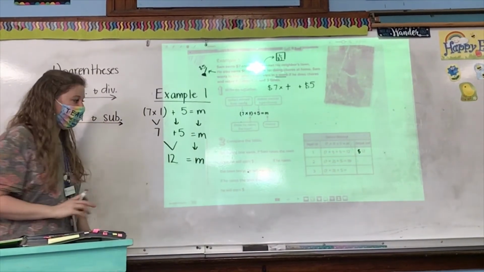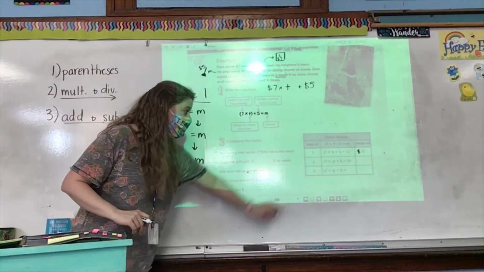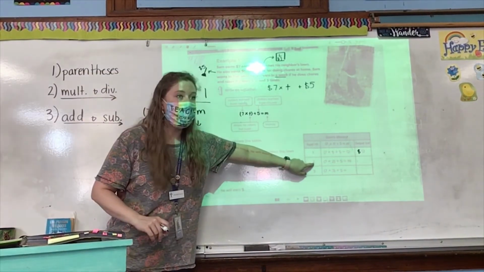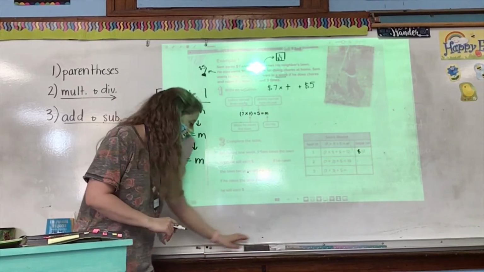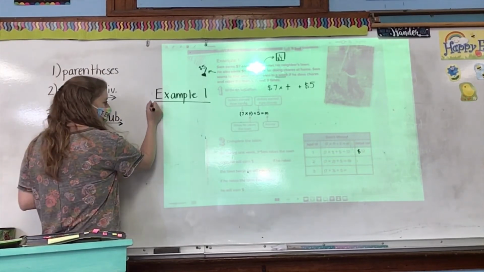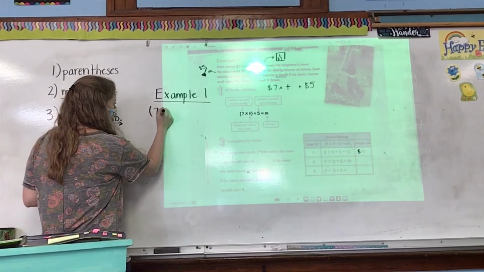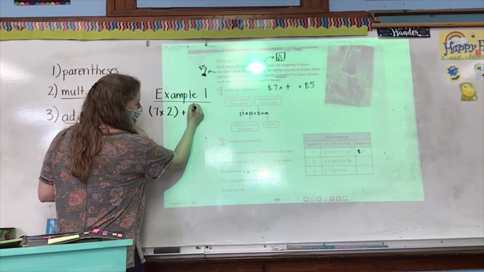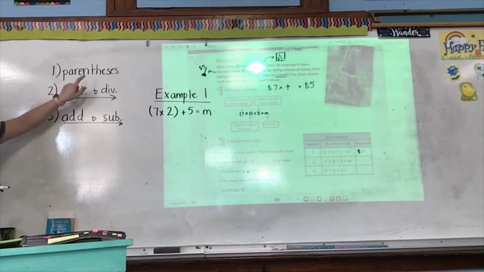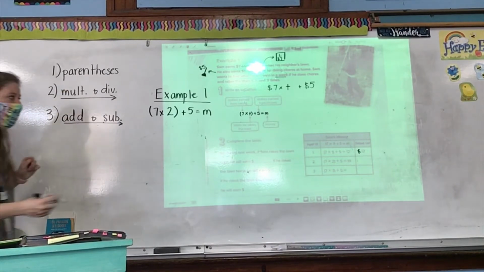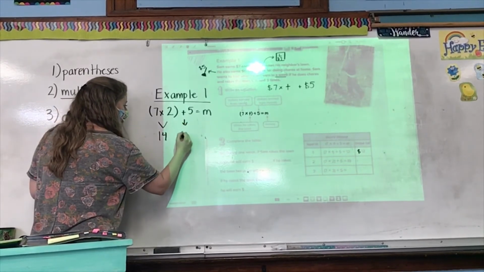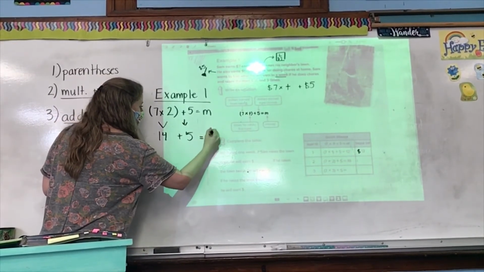And then go back to your separate sheet of paper, because we're just going to do the same thing, but instead of replacing t with 1, we're replacing t with 2 for the 2 times he rakes lawns. So I'm going back to my separate sheet of paper, going to the next line, and rewriting the problem, except I'm writing 7 times 2 plus 5 equals m this time. Step 1, parentheses. Class, 7 times 2 is 14. Bring down plus 5 equals m.